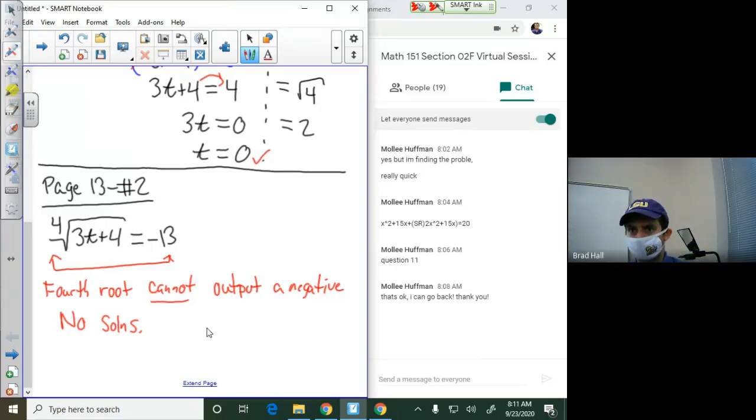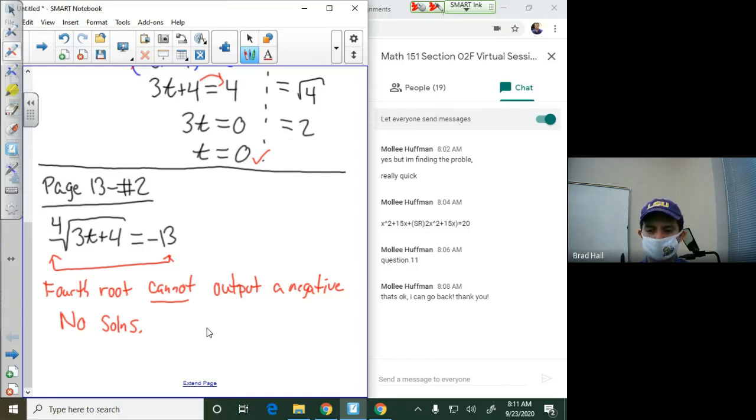So square root, it's the same principle. Square root also cannot output a negative. But if we had a third root, that would be okay. A third root isn't picky. So if this was a third root, we'd have to work this problem out.